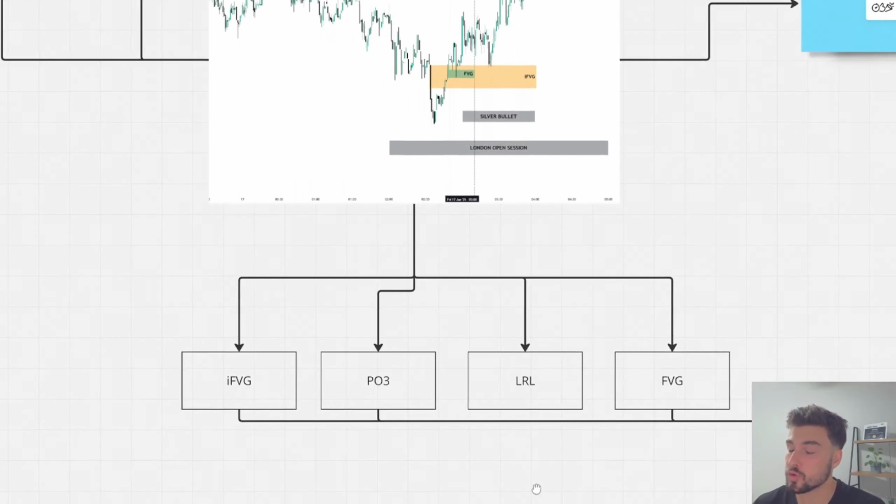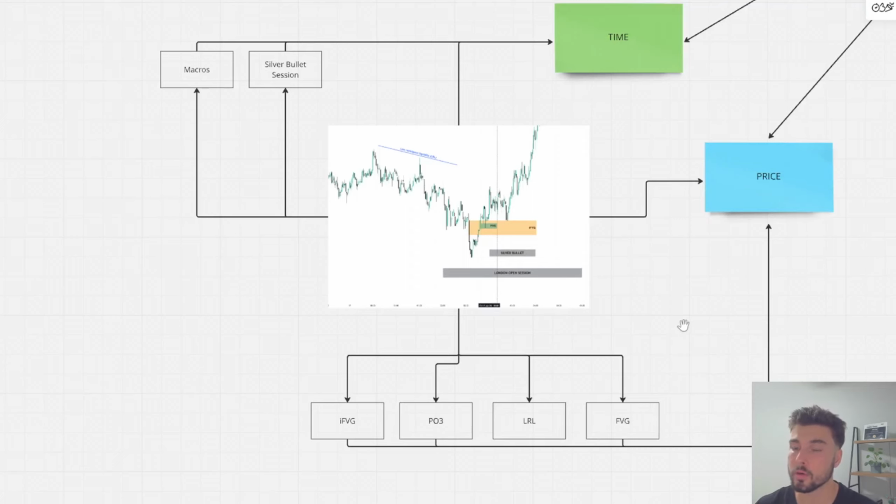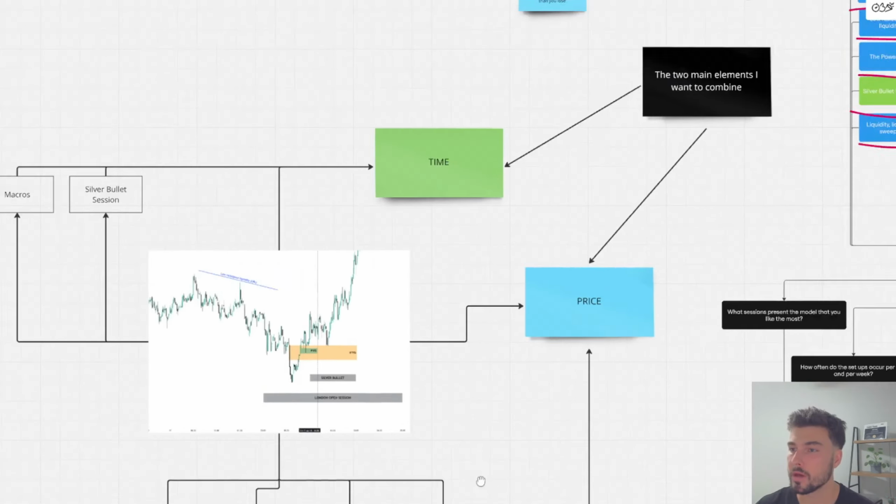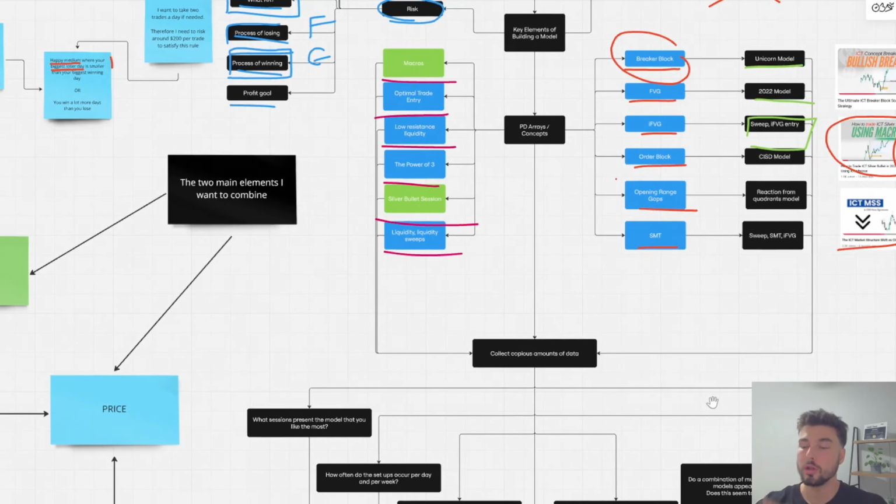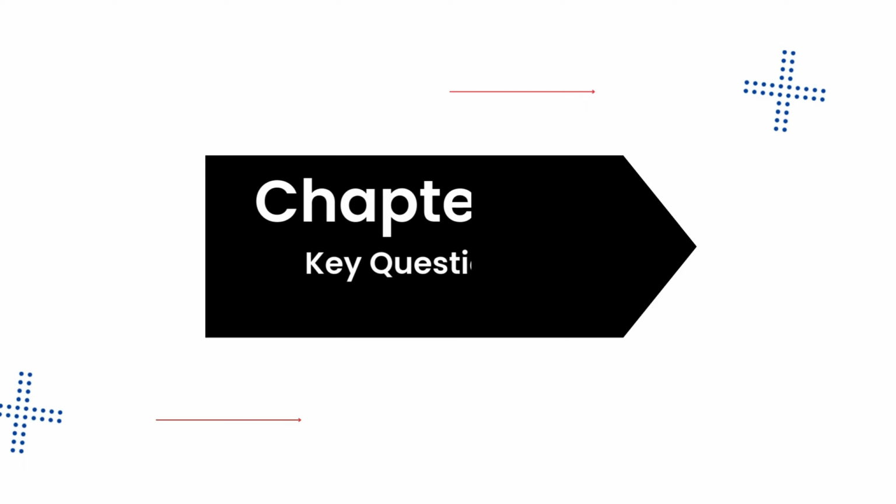And this is what you should do when you're building a framework or building a model, and it feeds back into one another. You've got to be the person to learn the concepts first, learn the PD arrays first. Learn all that.